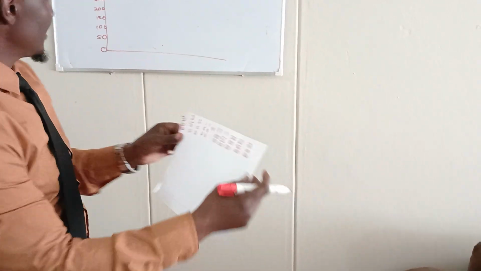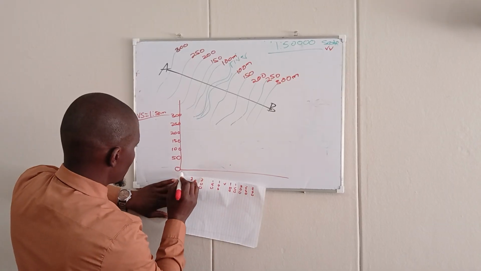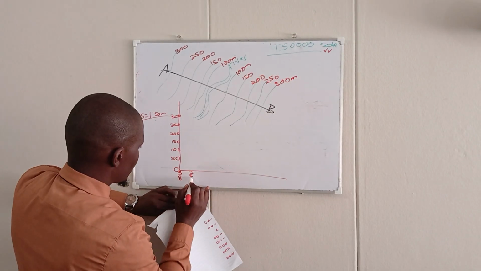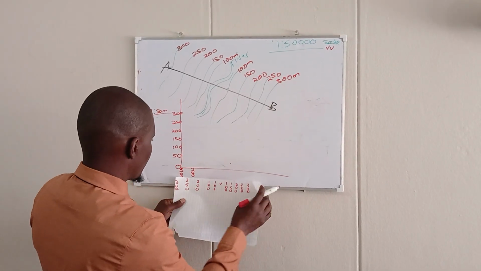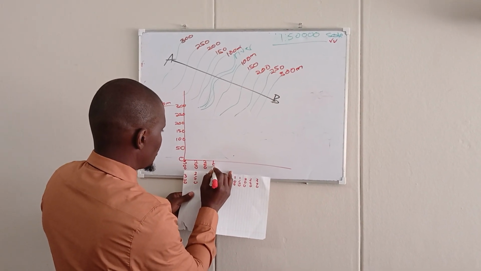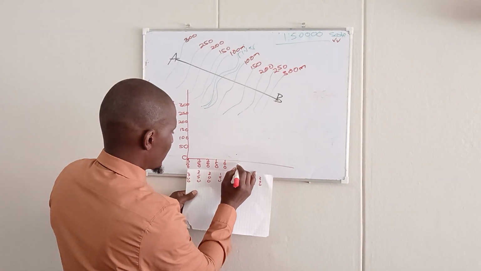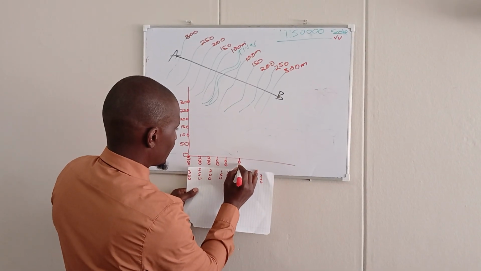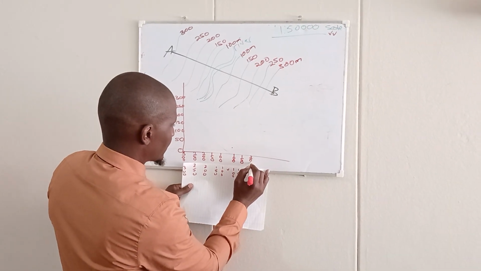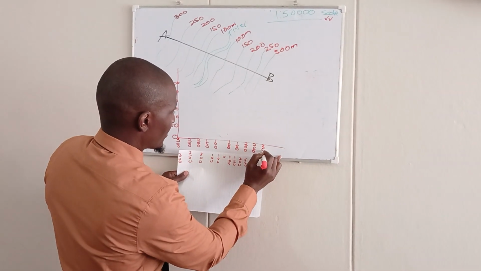So I'll get my paper as it is. I'll come here at the bottom so that I can also mark. So I'll have my 300 here. I'll have my 250. This is how it's aligned. Then from there, I'll have my 200, then my 150, then my 100. Then, of course, here's where the river is. I'll have my 100 here, then my 150, my 200, my 250, then my 300.